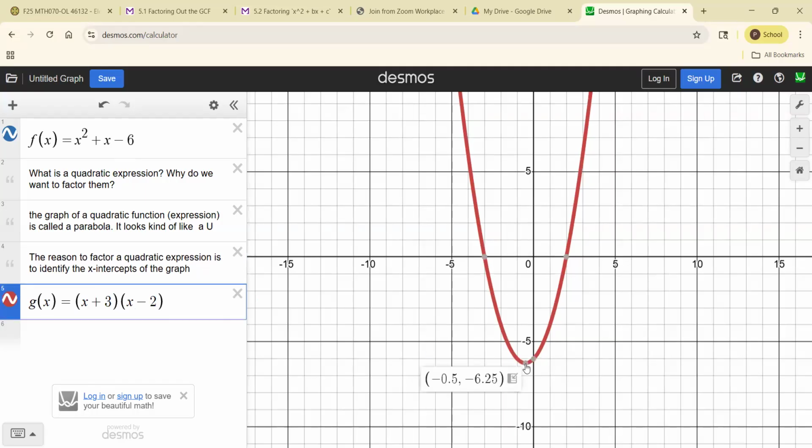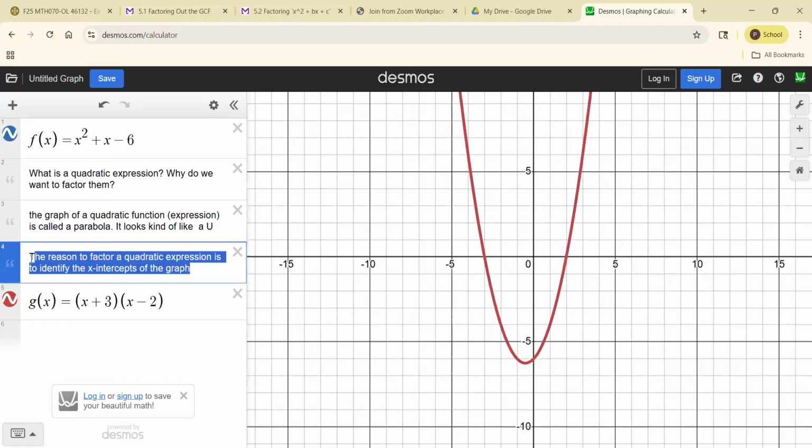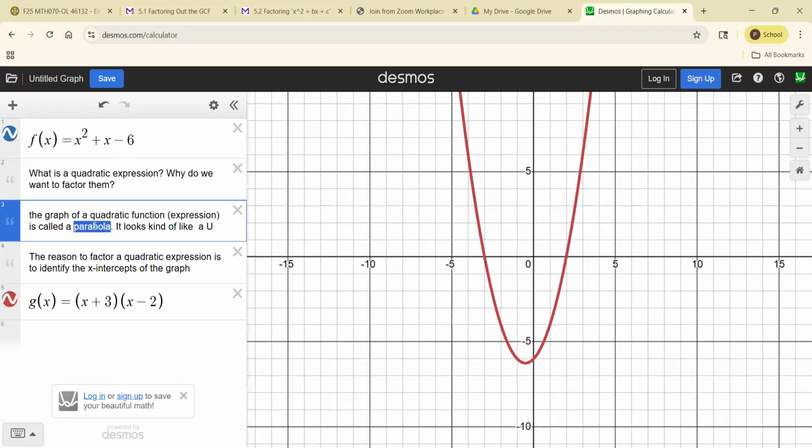There's one other point on this function that's pretty interesting, and that's where it turns around. That's called the vertex, and we come back to that, I believe, in a later class. But what I want you to remember is, what is a quadratic expression? It's a polynomial where the largest power is the 2. Why do we want to factor them? So we can identify the x-intercepts on the graph, which is called a parabola. All right, thanks for watching. Next video, we'll show you how to factor by hand.